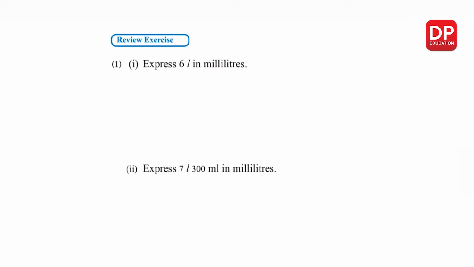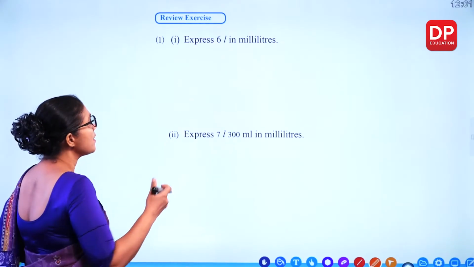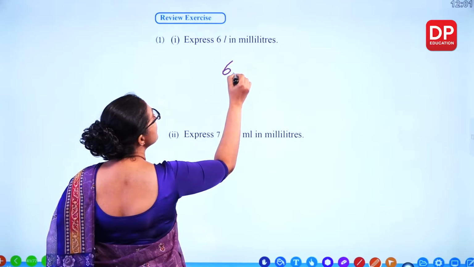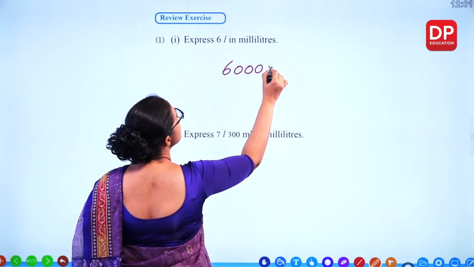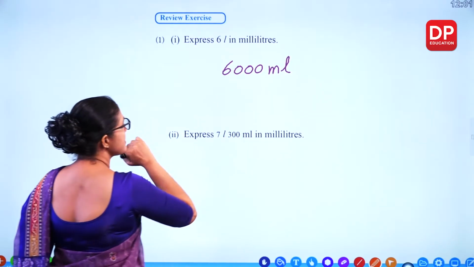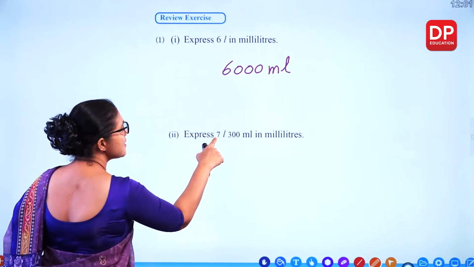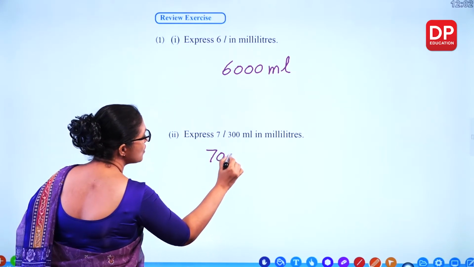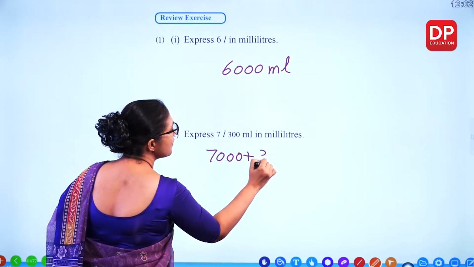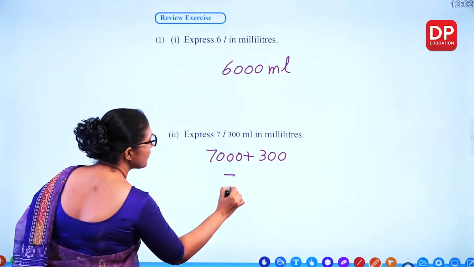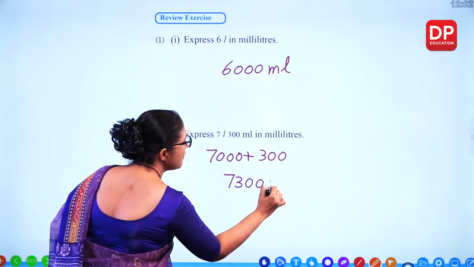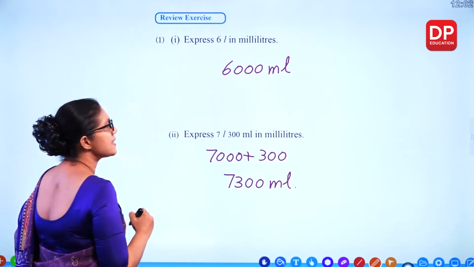Express 6 liters in milliliters. Multiply by 1000. You can straight away write this is 6000 milliliters. 7 liters 300 milliliters in milliliters. 7 means 7000 milliliters plus 300. 7300 milliliters.